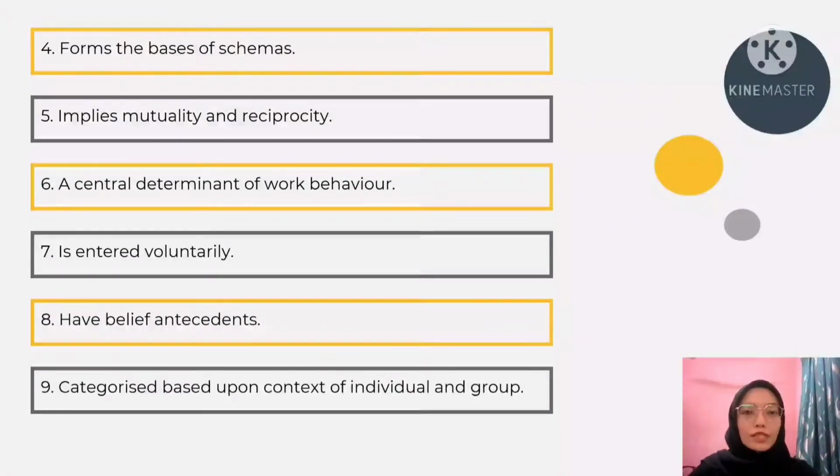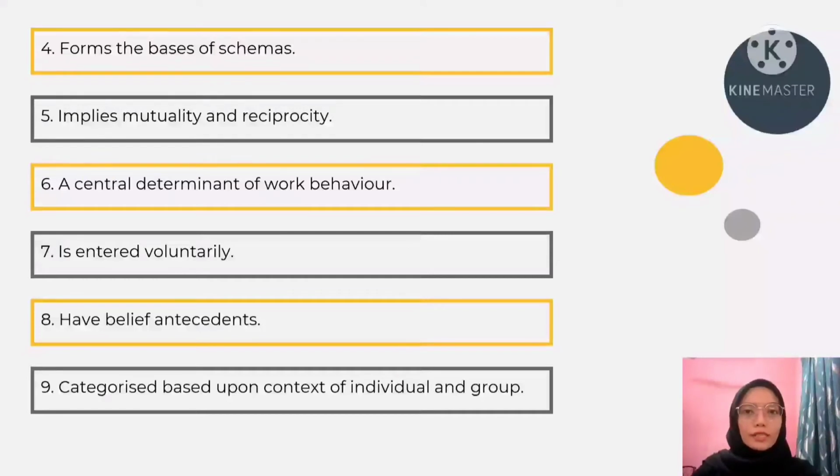The next feature is number 5. Psychological contract implies mutuality and reciprocity. Contract is formed when both employees and employer achieve a stable position vis-a-vis their expectations and obligations from each other. Number 6.